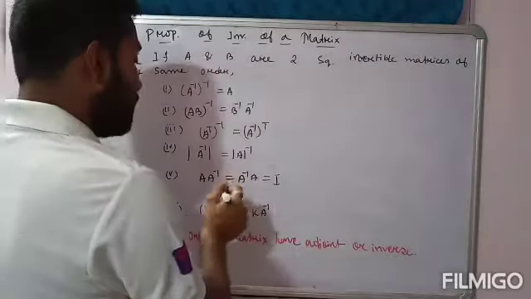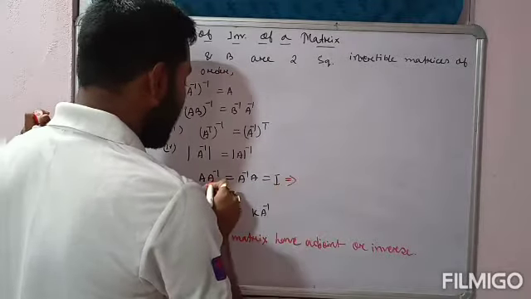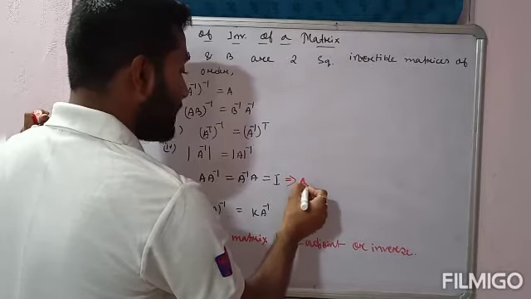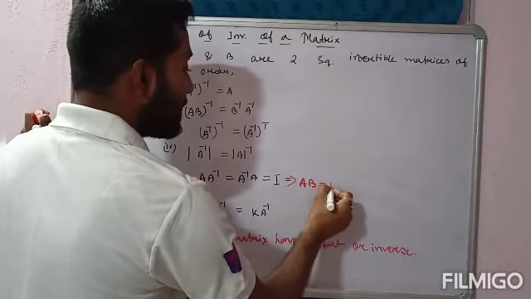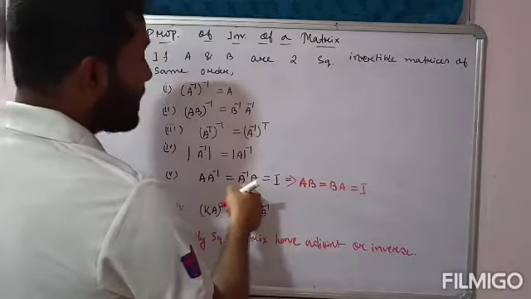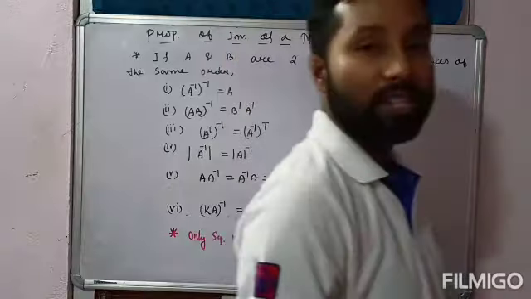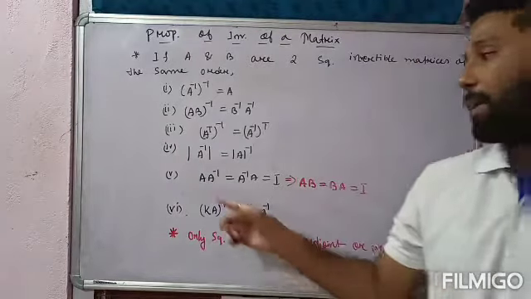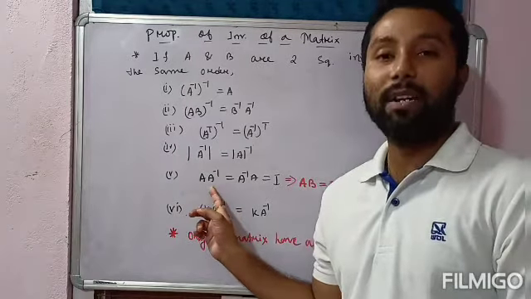ये जो है inverse का ही तो definition है. If I replace this A inverse by B, it can be written as AB is equal to BA. This is equal to I, where B is nothing but A inverse only. Inverse का जो definition है वही use किया है यहाँ पे. Okay, this is property number 5.